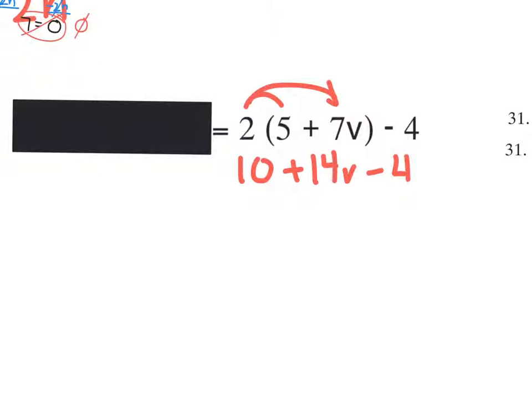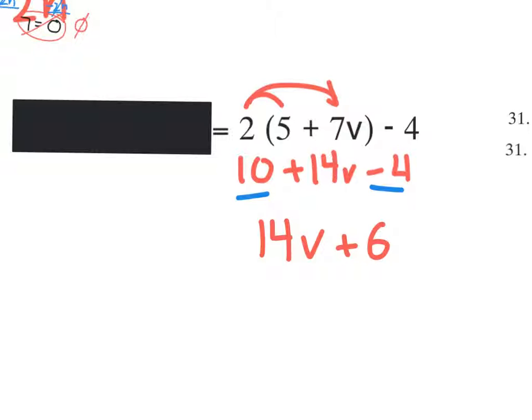Out of those 3, I could combine the first one and the last one. So I want to combine this 10 with the minus 4. Now you're not doing the opposite, right? You're just combining like terms on the same side of an equation. You do that in your head. What does 10 take away 4? 6. So we really have 14v plus 6, because 10 take away 4 is 6.